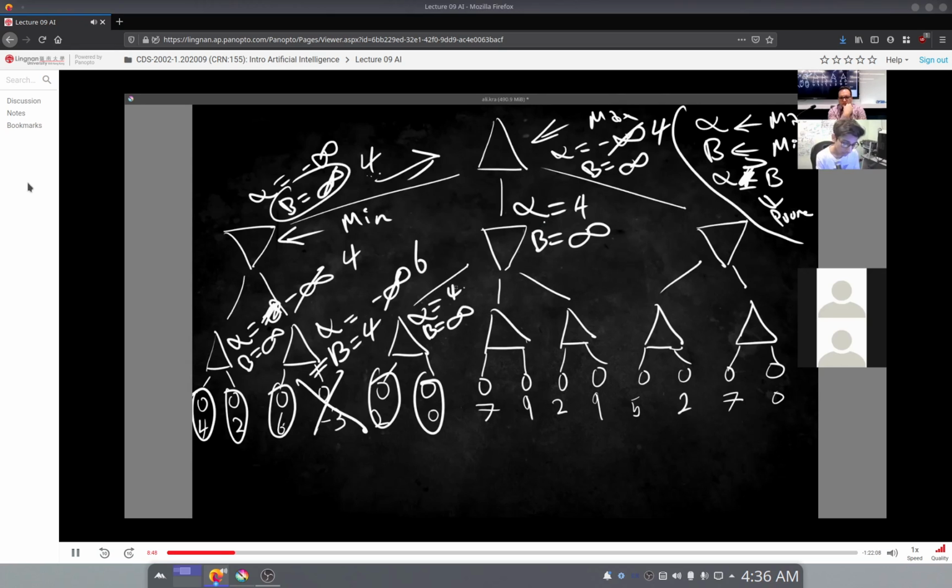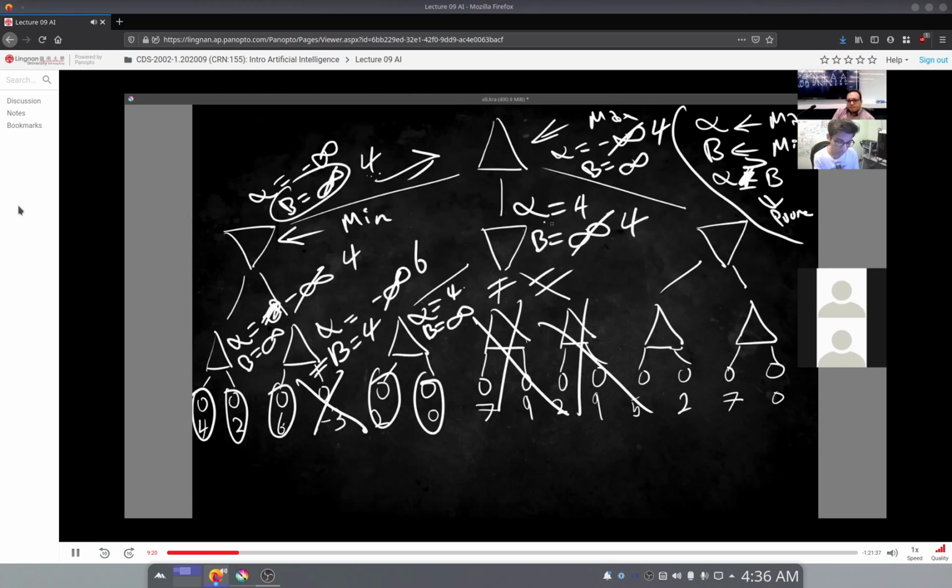And since 4 is smaller than infinity, we are going to get rid of infinity and change it to 4. And like I said before, if alpha is equal to beta, or if alpha is larger than beta, we prune. So since over here alpha is equal to beta, we prune this. So basically these are gone. It's another way to optimize, right? So the algorithm is a lot faster.